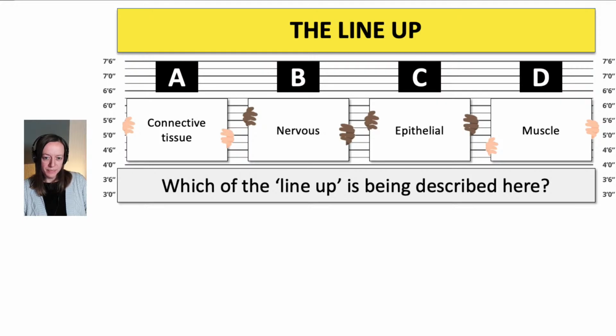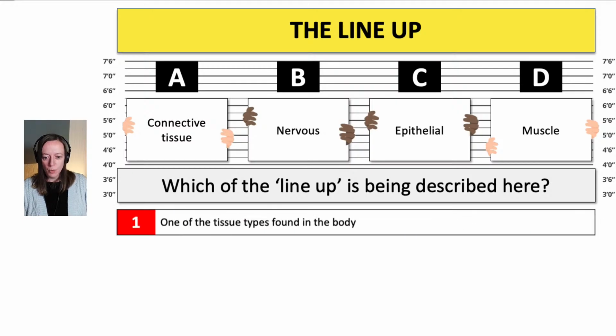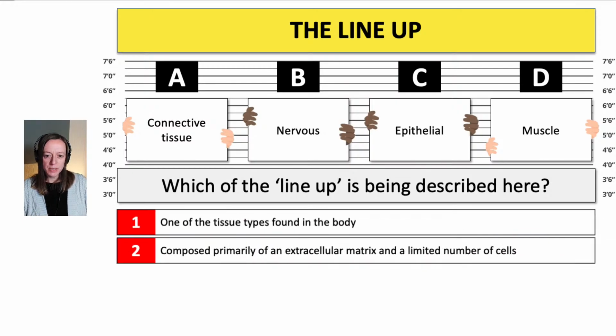So same thing, but now notice your A, B, C and D are different. So we've got connective tissue, nervous, epithelial and muscle. So I'm going to give you 4 clues. One of the tissue types found in the body, composed primarily of an extracellular matrix and a limited number of cells. Would anyone like to have a go at answering this just from that one clue?